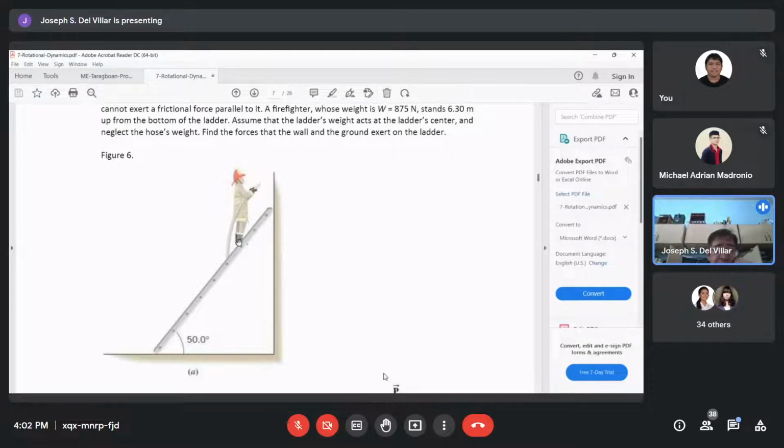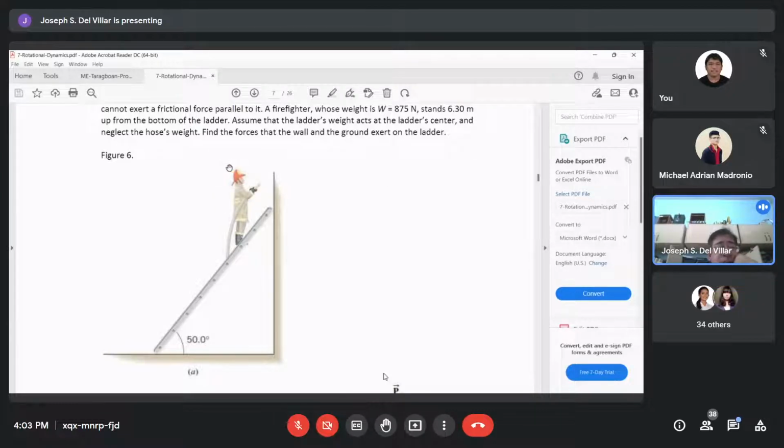So therefore, if this is 6.3, alam na natin ang length mula dito sa feet ng firefighter up to the top of the ladder. Di ba? You just subtract 6.3 from 8 meters. That is the remaining length. Okay? Now assume that the ladder's weight acts at the ladder's center. So ito na yung kaninang tinanong ko, di ba? When everything else is uniform, okay, the weight of the ladder is always at the center of its length. No?